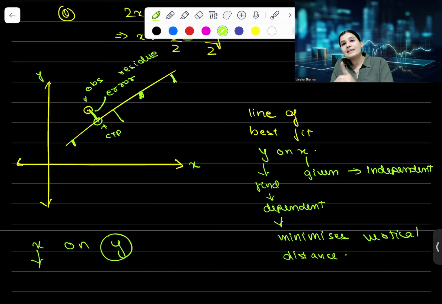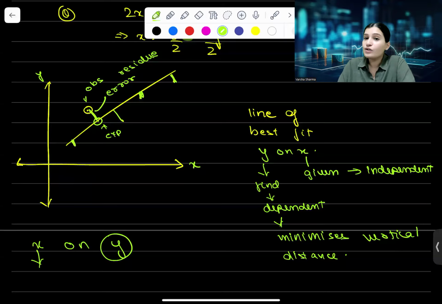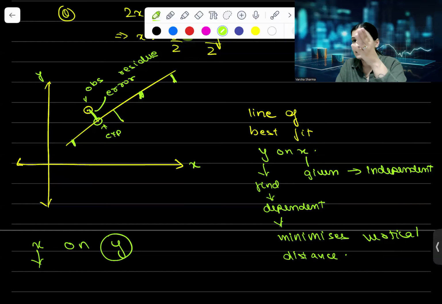Both are obtained using the method of least squares, where we minimize the error or the residue. What is error or residue? The difference between the observed value and the expected value. In case of y on x, we minimize the vertical distance. In case of x on y, we minimize the horizontal distance. Both these lines are also known as the line of best fit.